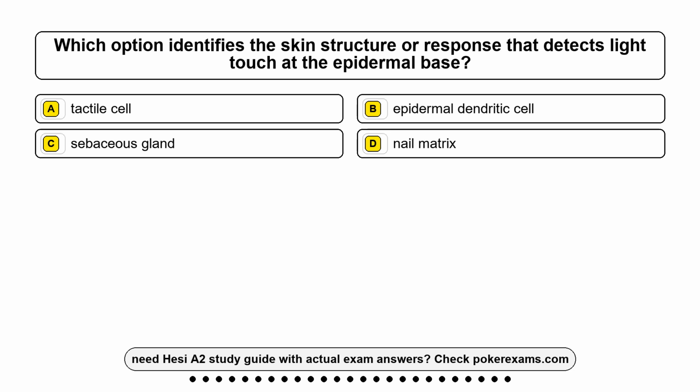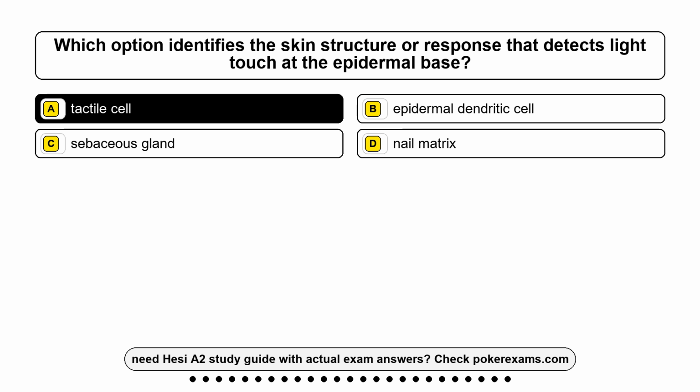Question 4. Which option identifies the skin structure or response that detects light touch at the epidermal base? Option A, tactile cell. Option B, epidermal dendritic cell. Option C, sebaceous gland. Option D, nail matrix. The correct answer is option A, tactile cell.